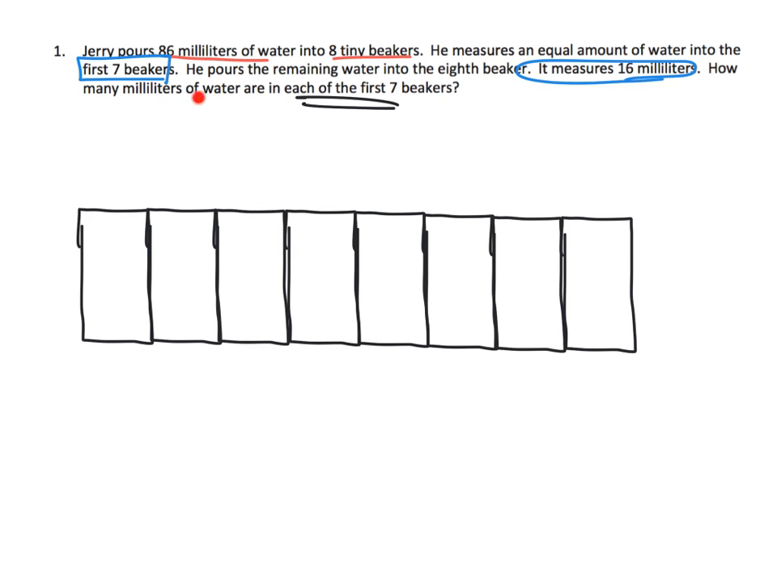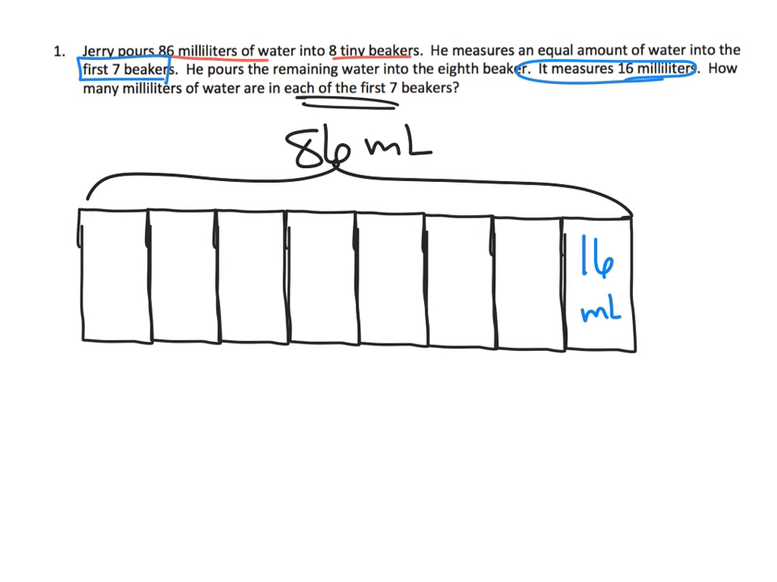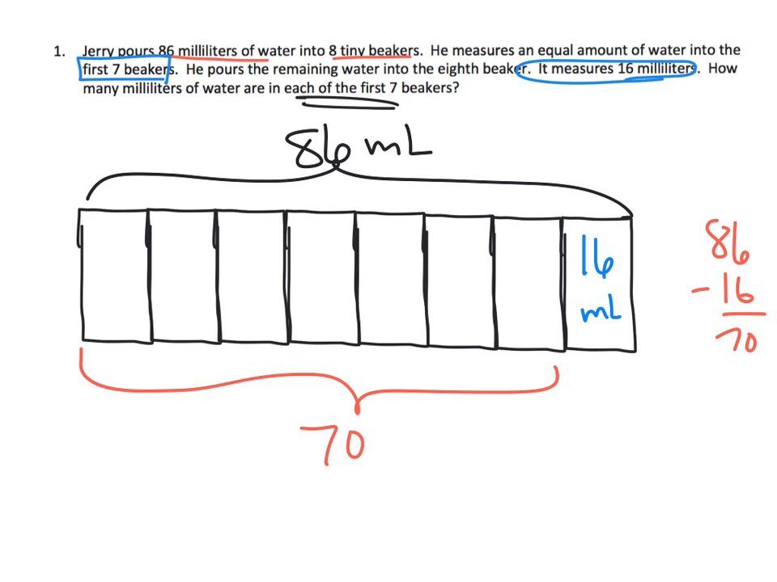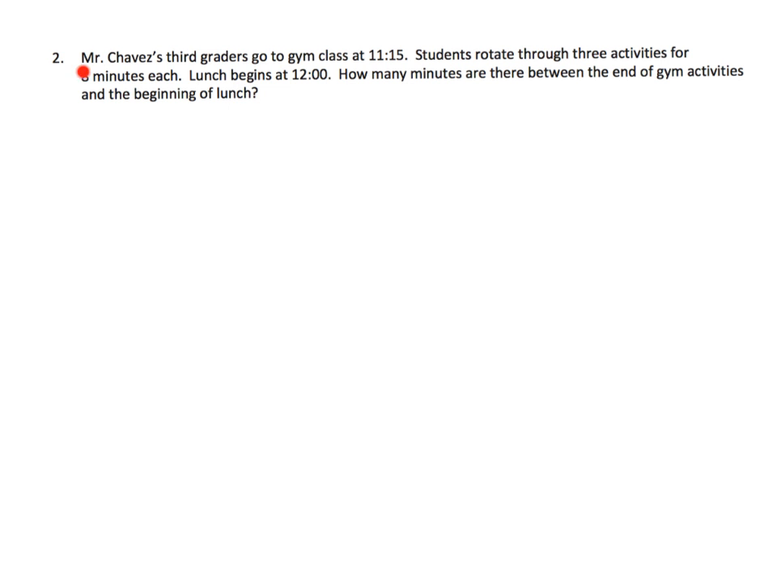Now, what we're told, though, is this 8th beaker, there's 16 milliliters. And we know that the whole thing is supposed to be 86 milliliters. So doing a little bit of subtraction, 86 subtract 16, we get 70. So we know for these 7 beakers is 70 milliliters. And so there's a nice handy-dandy drawing for what's going on here. Parents and teachers, I'm going to leave it up to you and your students to solve the rest of this problem.